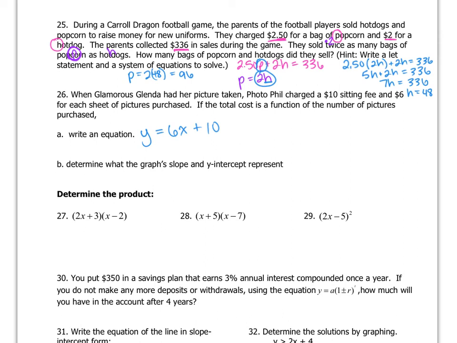What do the graph's slope and y-intercept represent? Well, I kind of already talked about that. The slope is going to be the price per sheet, and the y-intercept is going to be the $10.